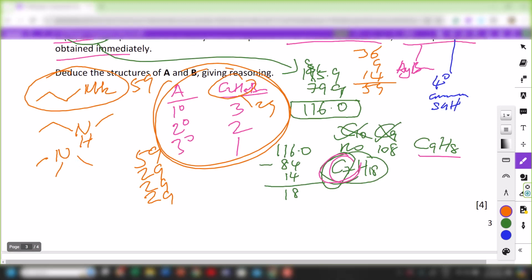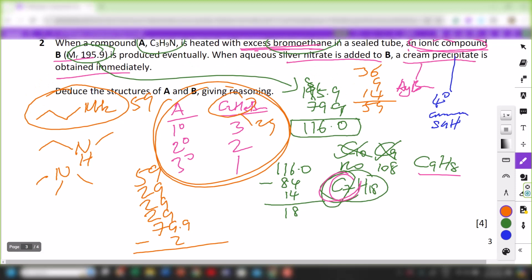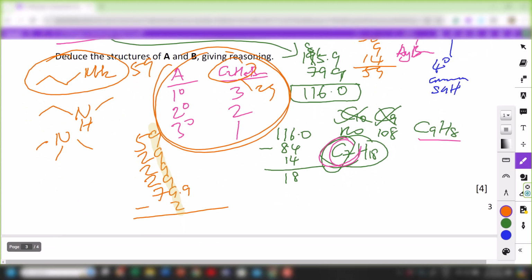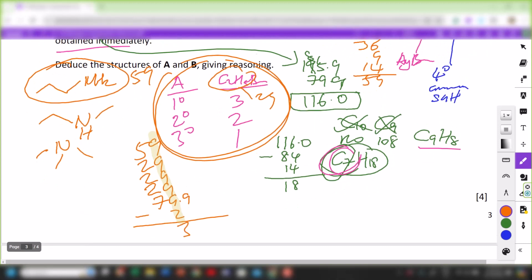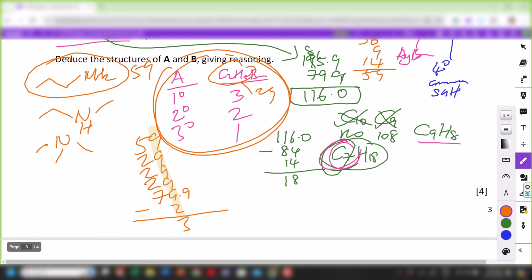And then I need to add 79.9 because of the bromine, and then I need to minus 2. The reason why I need to minus 2 is because in the process 2H will be lost. So you can do a quick calculation and see whether this matches. So 59, 88, 117, 146, plus 79.9, minus 2. So this doesn't fit. That's what I illustrated during tutorials.